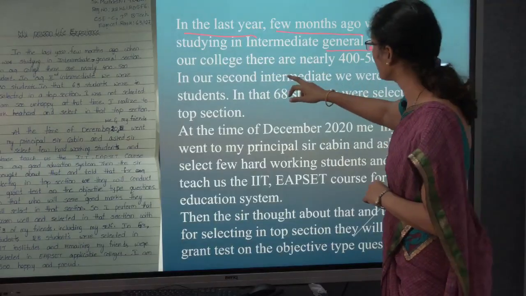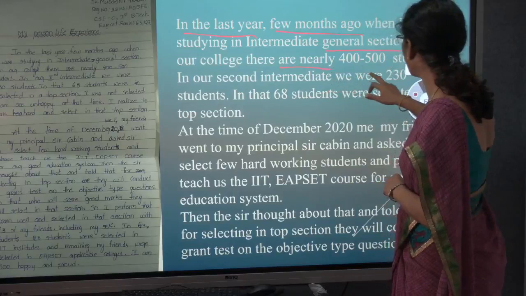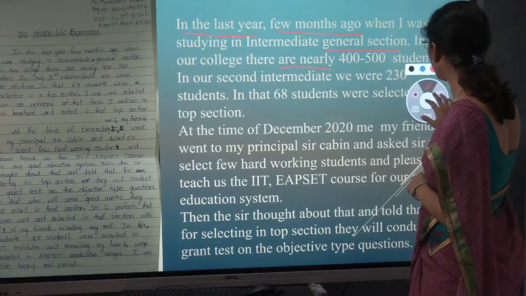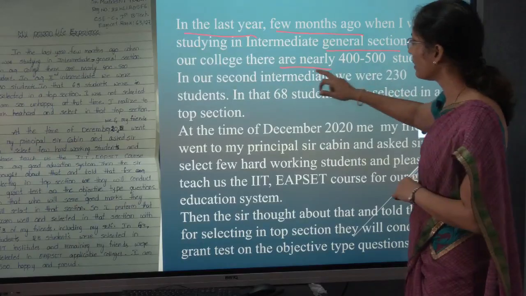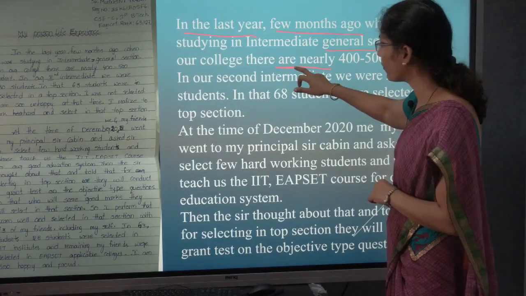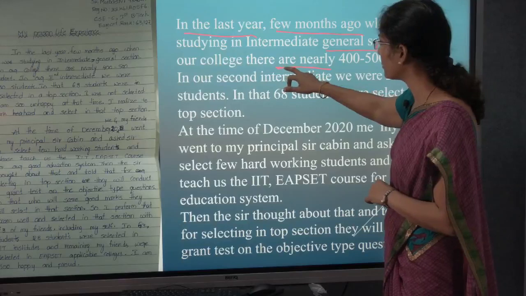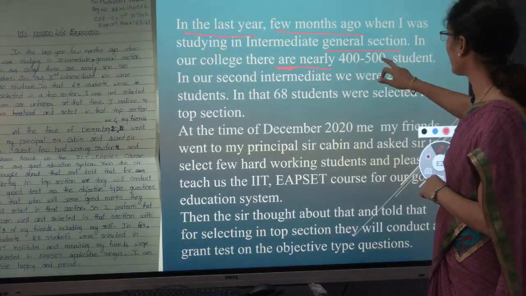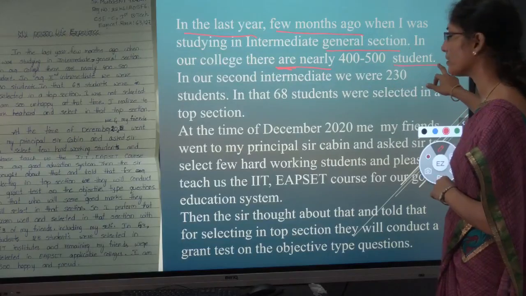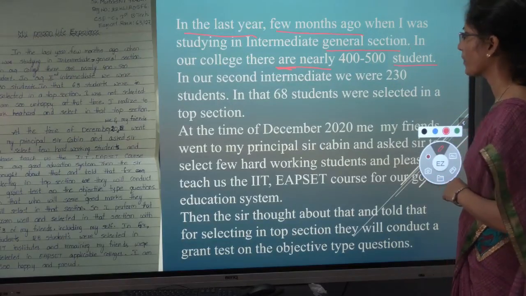In our college there are nearly 400 to 500 students. See that he is talking about his past, but he is using present verb. And see that 400 to 500 student. Is it correct? Next one.